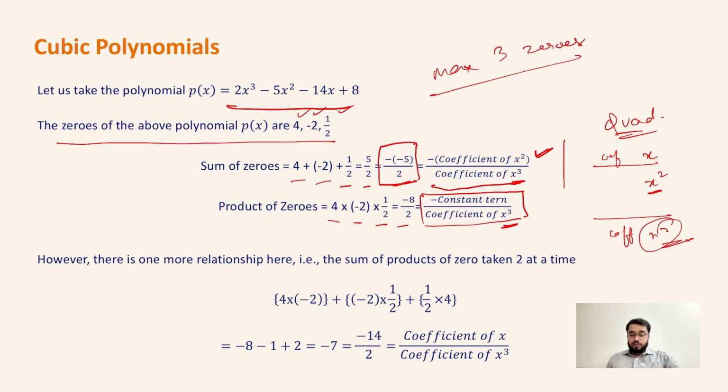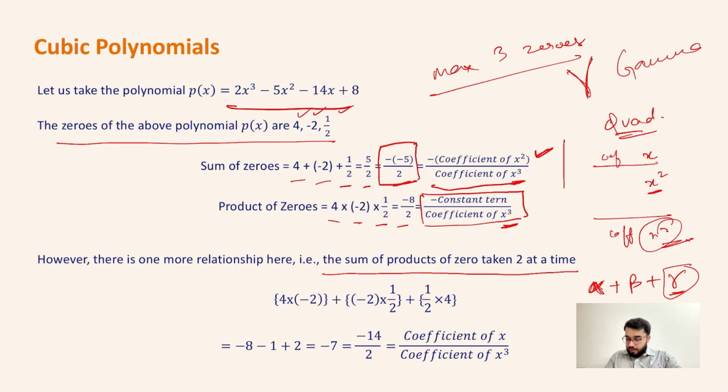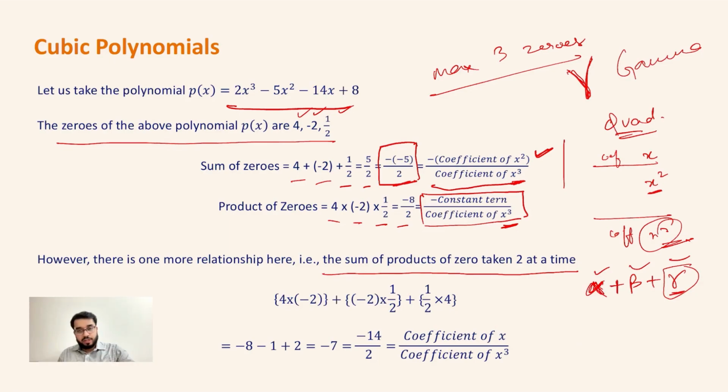Now, in a cubic polynomial, we have one more concept that is known as the sum of products of zeros taken 2 at a time. So if we were to talk about the sum, it would be alpha plus beta plus gamma. Sorry, I'm introducing a new term, this is called gamma, written as GAMMA. So consider these three are the zeros of a polynomial. This would be the sum, and this would be their product.